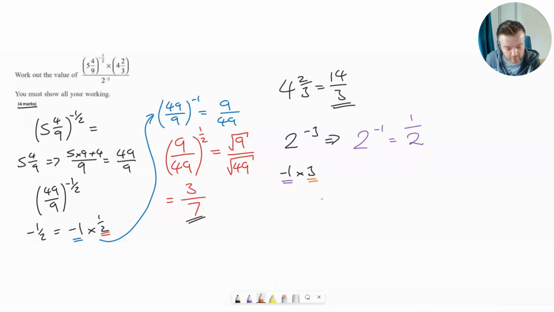Then if we deal with the next part, we're going to have effectively 1 half cubed. Now again, same as with the square roots, we cube the top and we cube the bottom. Fortunately though, because 1 cubed is just itself, it's going to be 1 over 8.